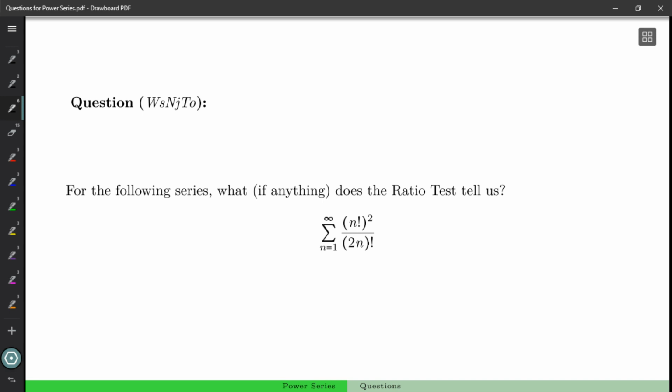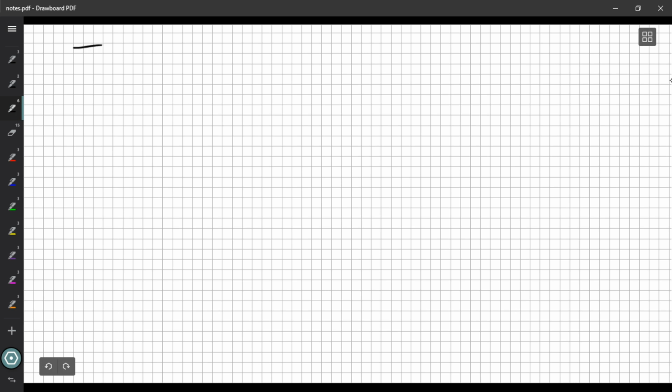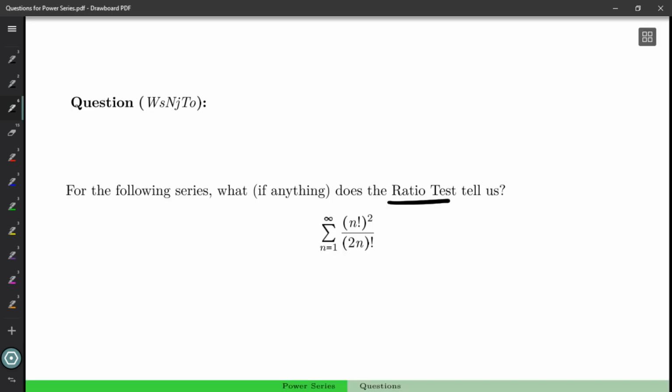For the following series, what, if anything, does the ratio test tell us? Alright, so we see the series we're working with has n factorial squared, so n factorial times n factorial, over 2n factorial. That's the sequence that we're adding up. And we're specifically asked, does the ratio test shed any light on this particular situation?